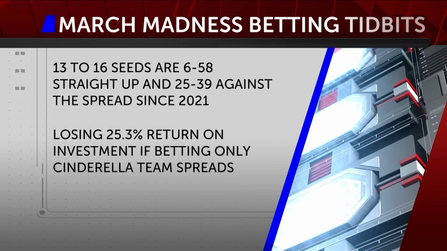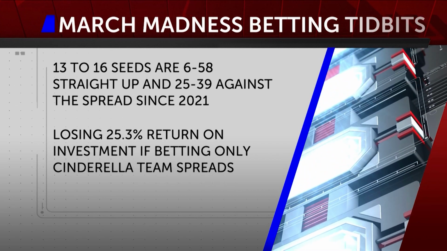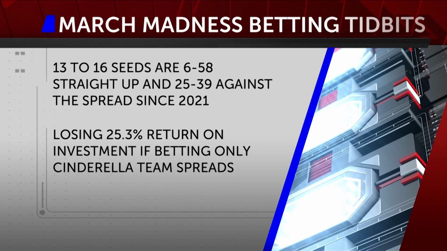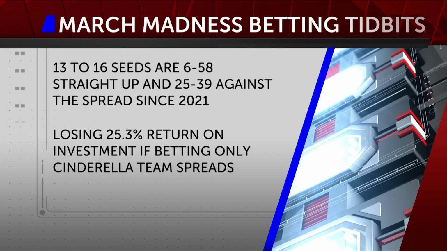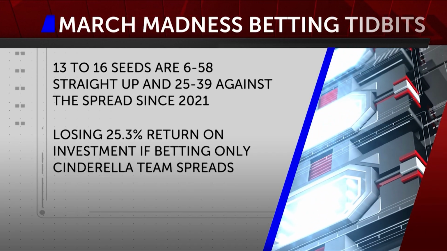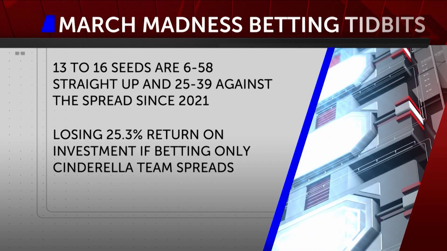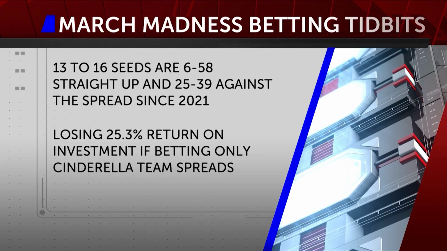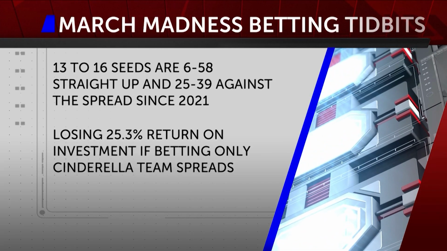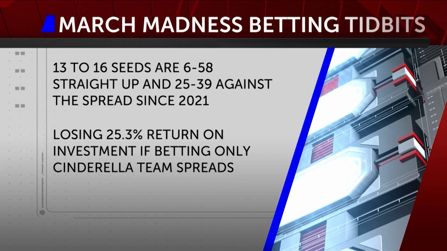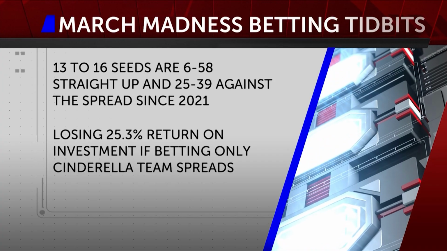And we mentioned the NIL era and how that's kind of affecting the landscape of college basketball. So let's take a look at how well Cinderella teams have performed in the big dance in the last 5 years. Since 2021, 13 through 16 seeds in the round of 64 are just 6-58 overall straight up and 25-39 against the spread. This means if you were betting the spread on every Cinderella underdog for the last 5 years, you would be losing a 25.3% return on investment.